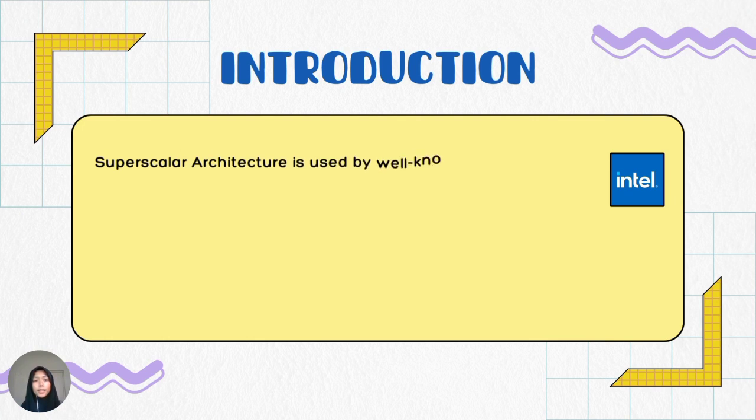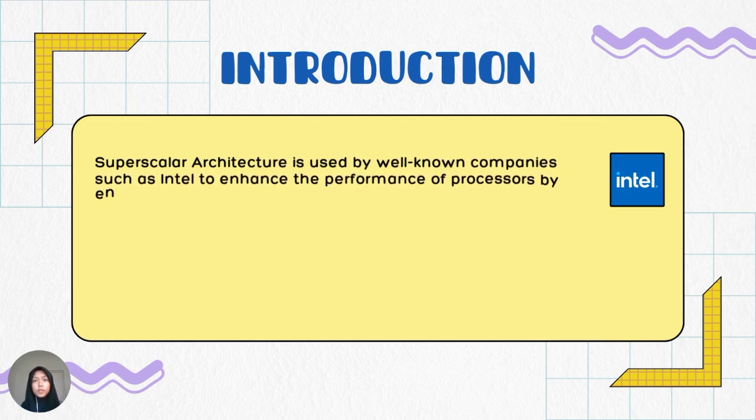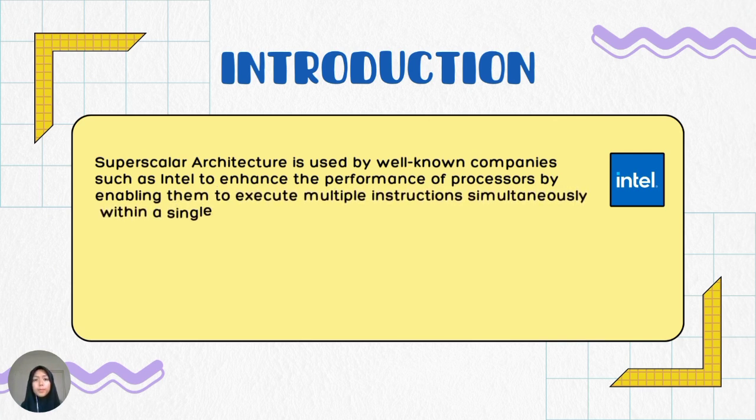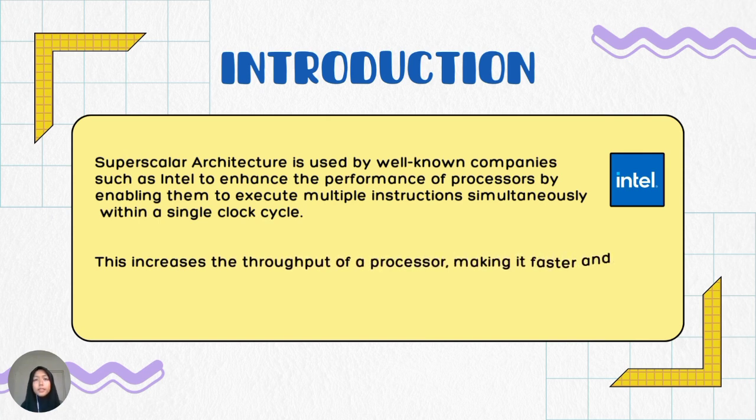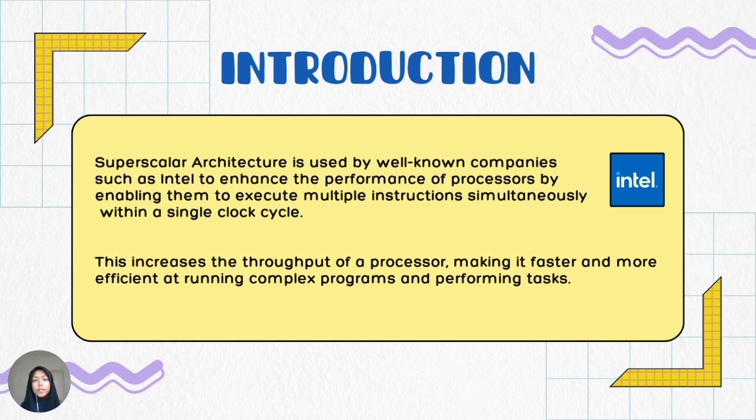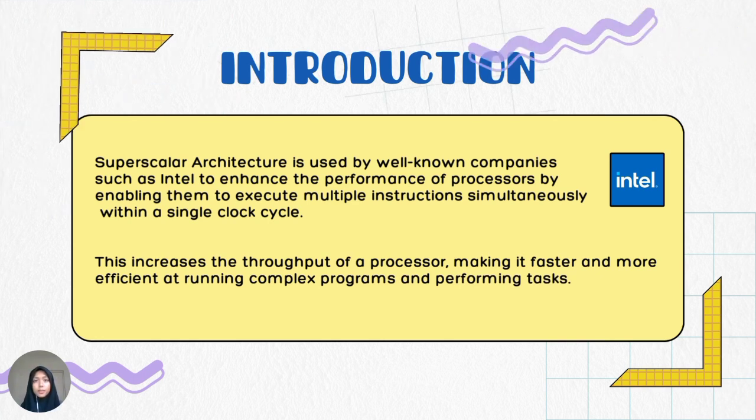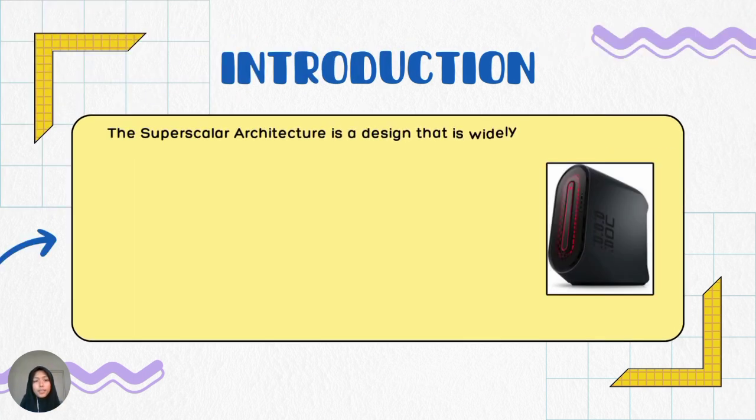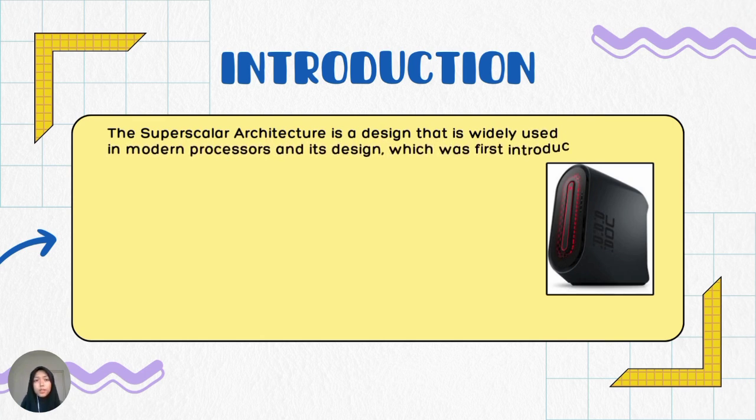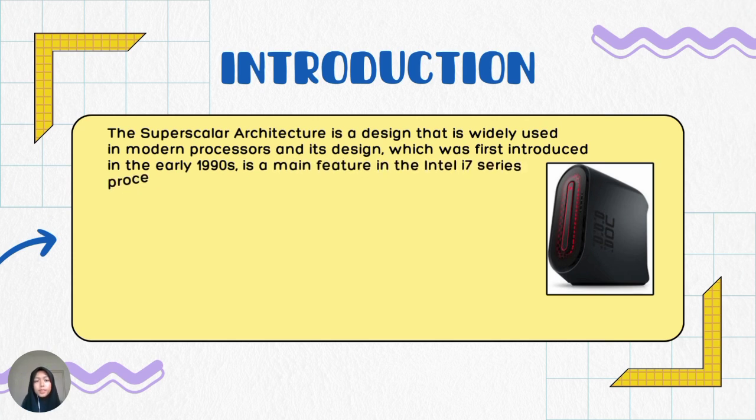The Superscalar architecture is used by well-known companies such as Intel to enhance the performance of their processors by enabling them to execute multiple instructions simultaneously within a single clock cycle. This increases the throughput of a processor, making it faster and more efficient at running complex programs and performing tasks. Its design, first introduced in the early 1990s, is a main feature in the Intel i7 processor series.